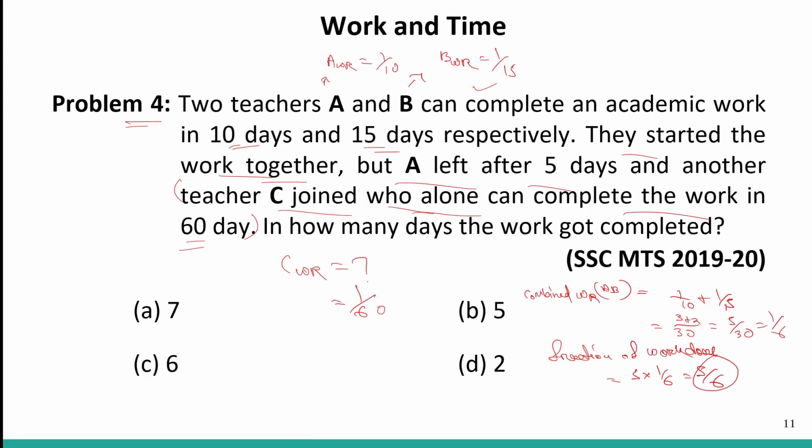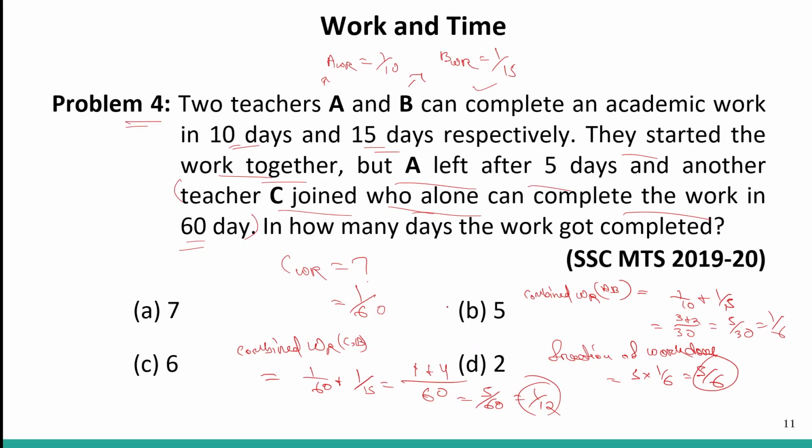C along with B completes that same task. So let's calculate the combined work rate of C and B. WR of CB is equal to 1 by 60 plus 1 by 15, right? So 1 plus 4 is equal to 5 by 60, which is 1 by 12, right? This is the combined work rate of C and B.